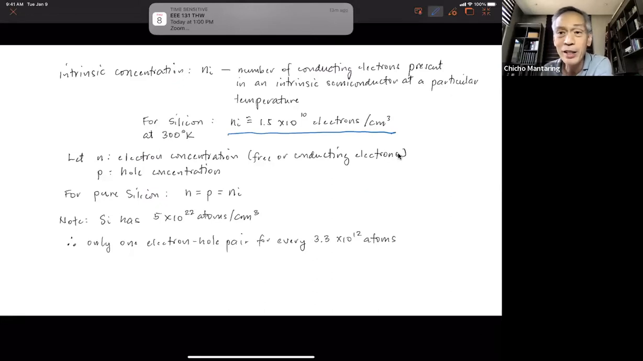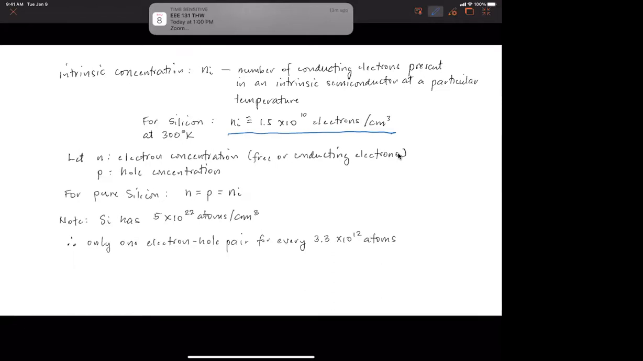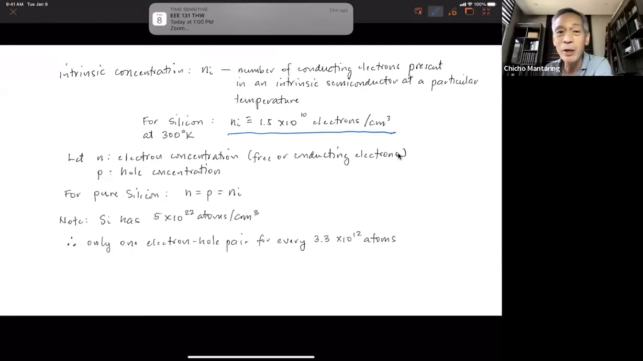What does intrinsic mean again? Anyone? Shout out. What do we mean by intrinsic? Pure. That's right, John? A pure semiconductor at a particular temperature. So at room temperature, we will use 1.5 times 10 to the 10.